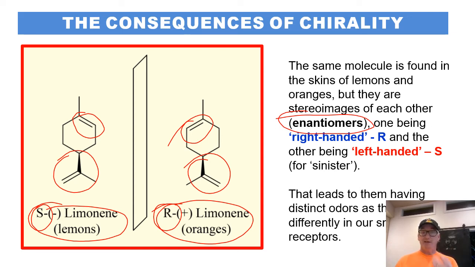And it's because our smell receptors respond to the shape of the molecule. It's not just the molecule itself, but what shape is it? If it fits perfectly into the receptor, it gives a response. If it doesn't, you get a slightly different response or you get no response at all. And so one of us gives the response for oranges and the other gives the response for lemons.